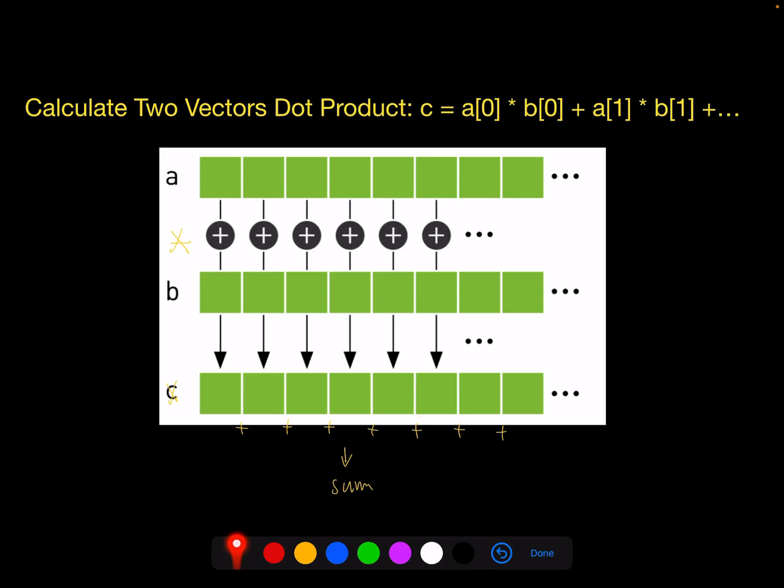In today's example, I'm going to show how we calculate the dot product of two vectors. By mathematics, the dot product is the multiplication of each element of tensors or vectors. Then basically we sum all the partial multiplication results together into a scalar value.